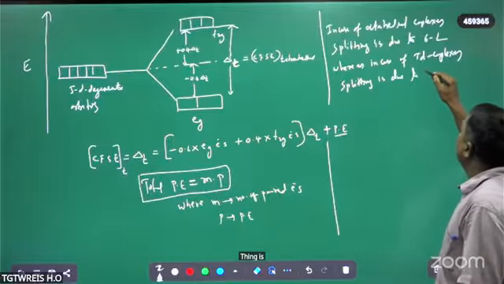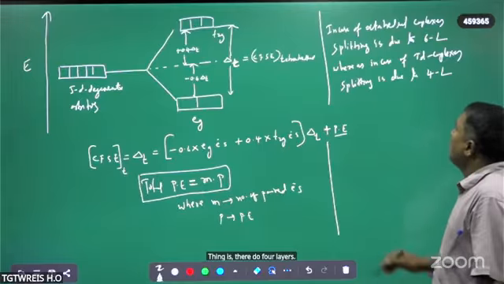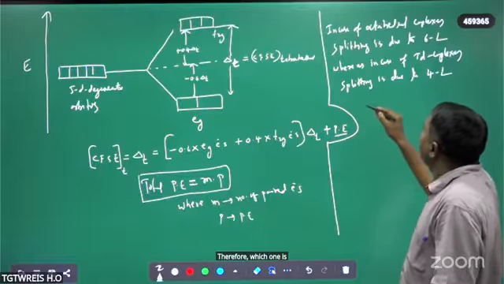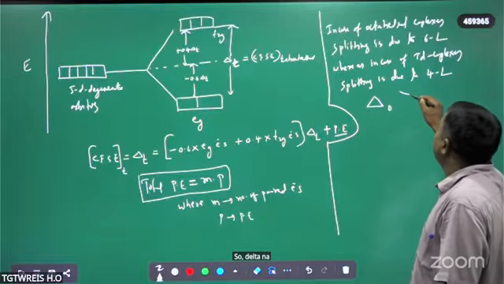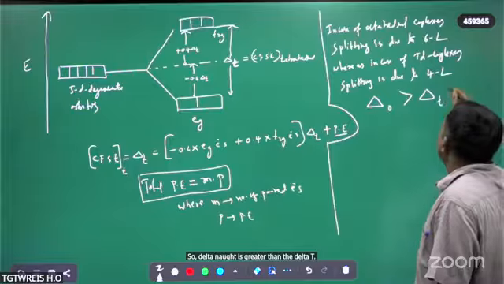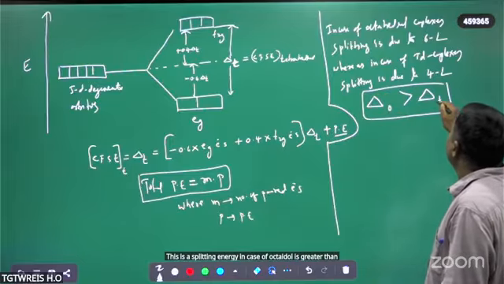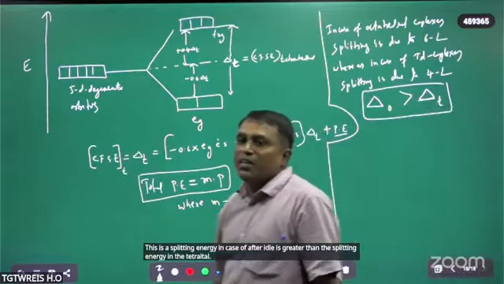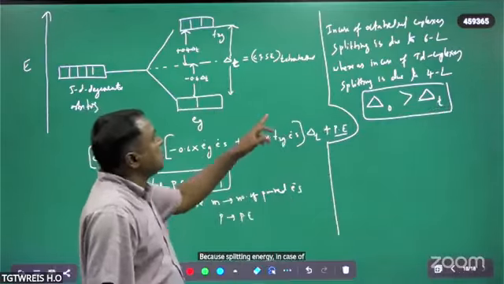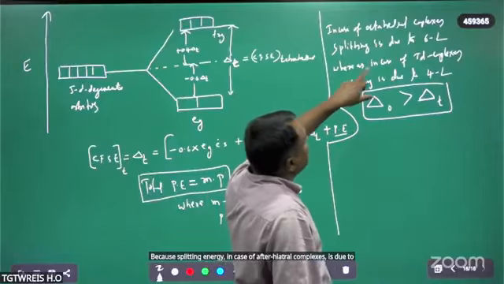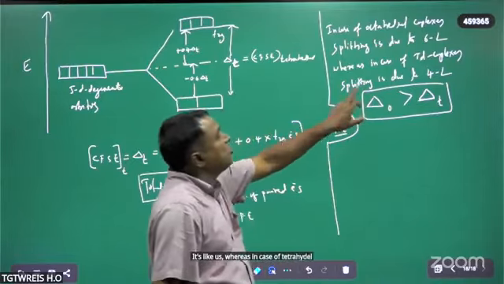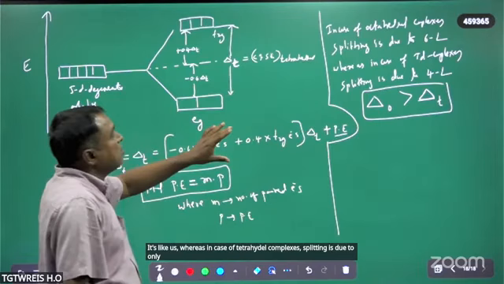Splitting is due to 4 ligands. Therefore, which one is higher now? So delta naught is greater than delta T. The splitting energy in octahedral complexes is greater than in tetrahedral complexes, because splitting energy in octahedral complexes is due to 6 ligands, whereas in tetrahedral complexes, splitting is due to only 4 ligands.